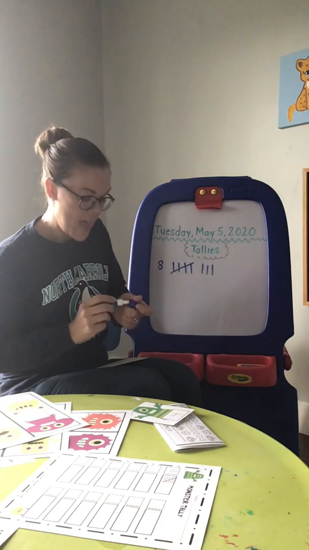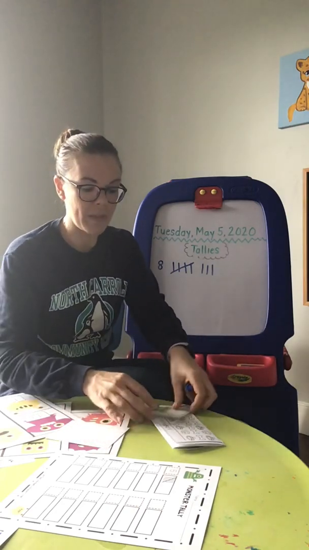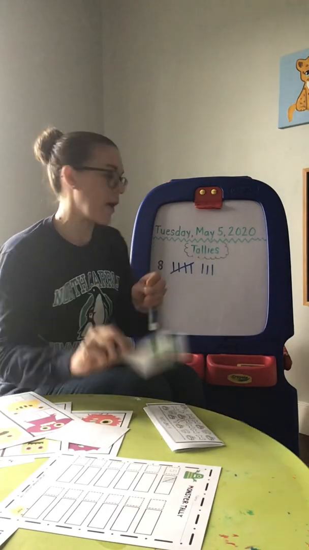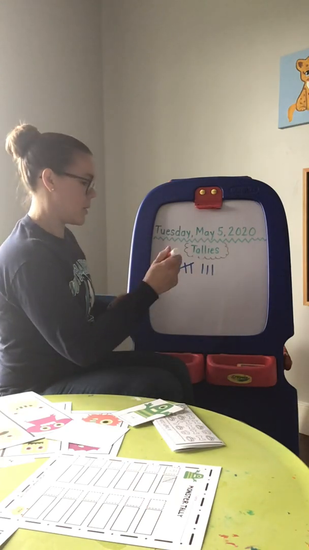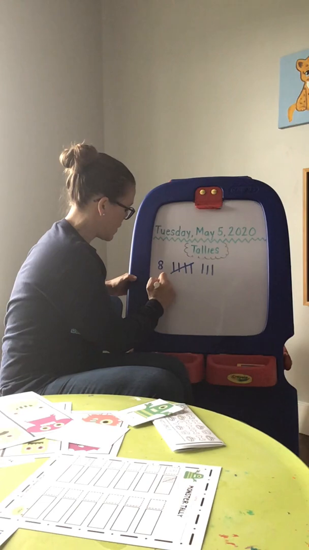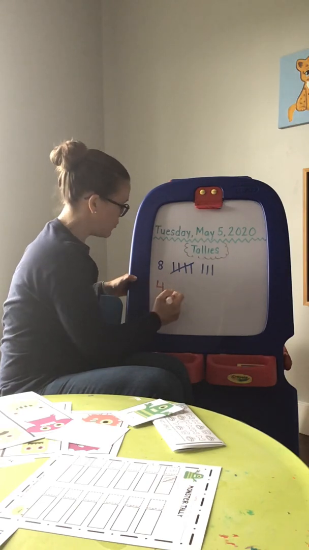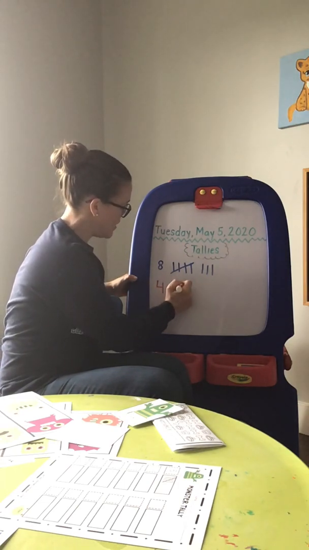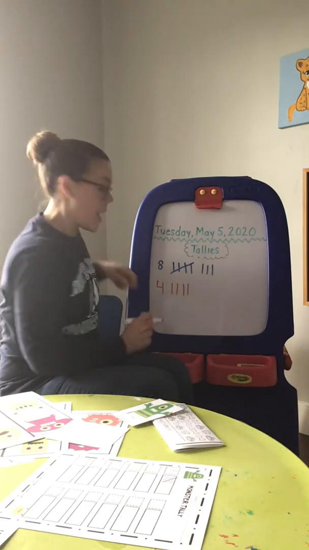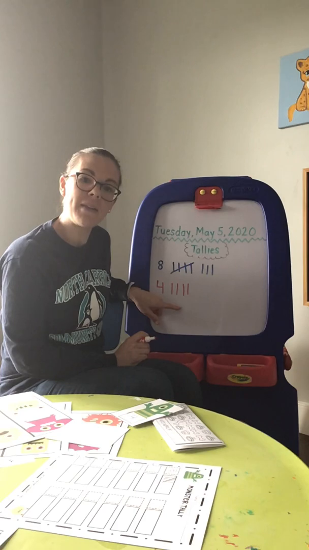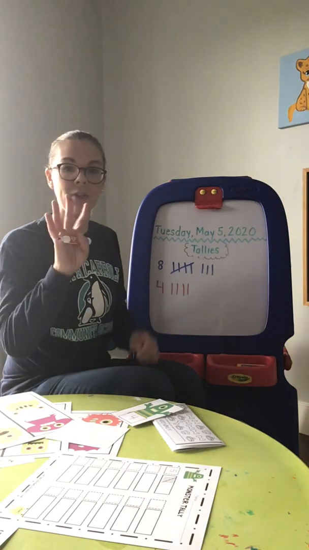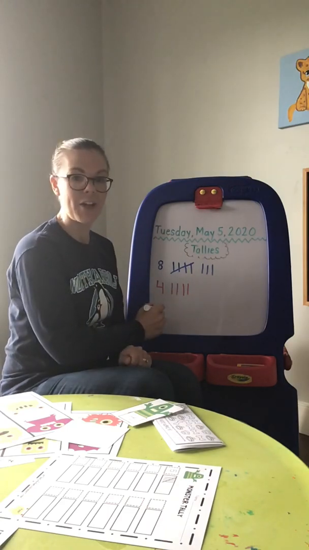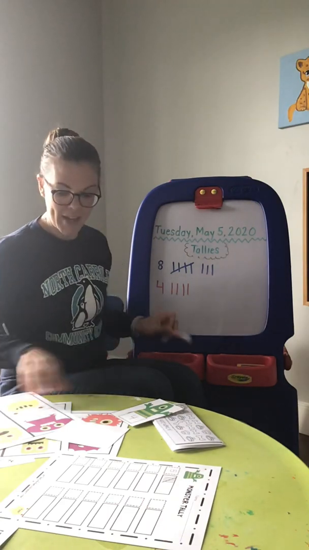All right? Then I might pick another monster card. Let's say I pick the number 4. So here I'll write my 4. And I have to do 4 tallies. 1, 2, 3, 4. Do I have to cross off on this one? If you said no, great job. It's not a group of 5, it's only 4 tallies, so I do not have to cross off, all right?